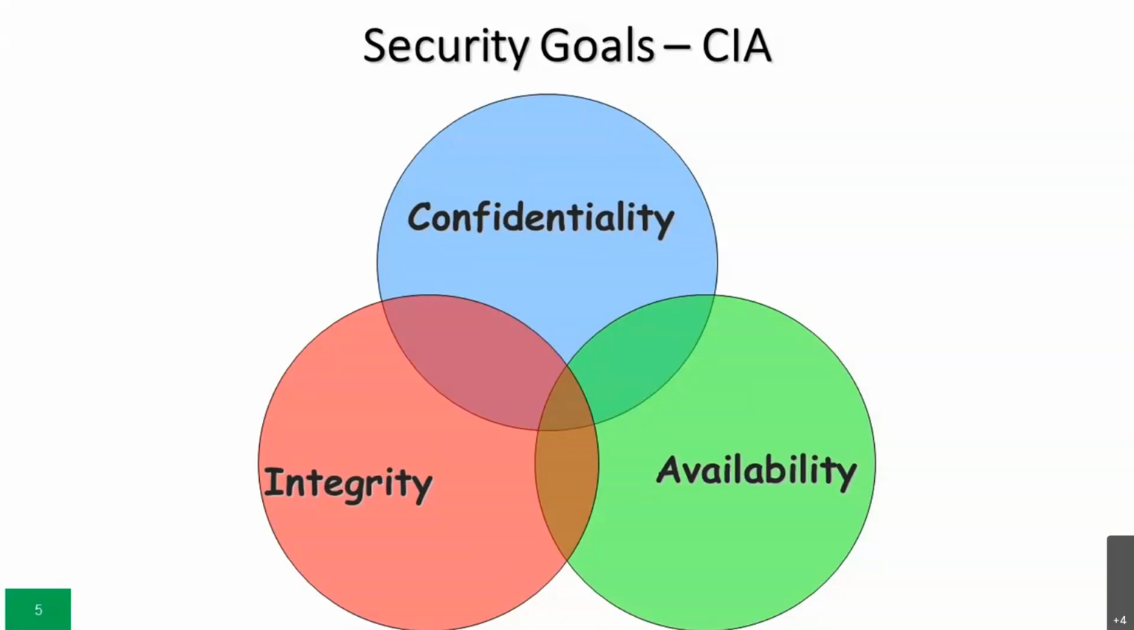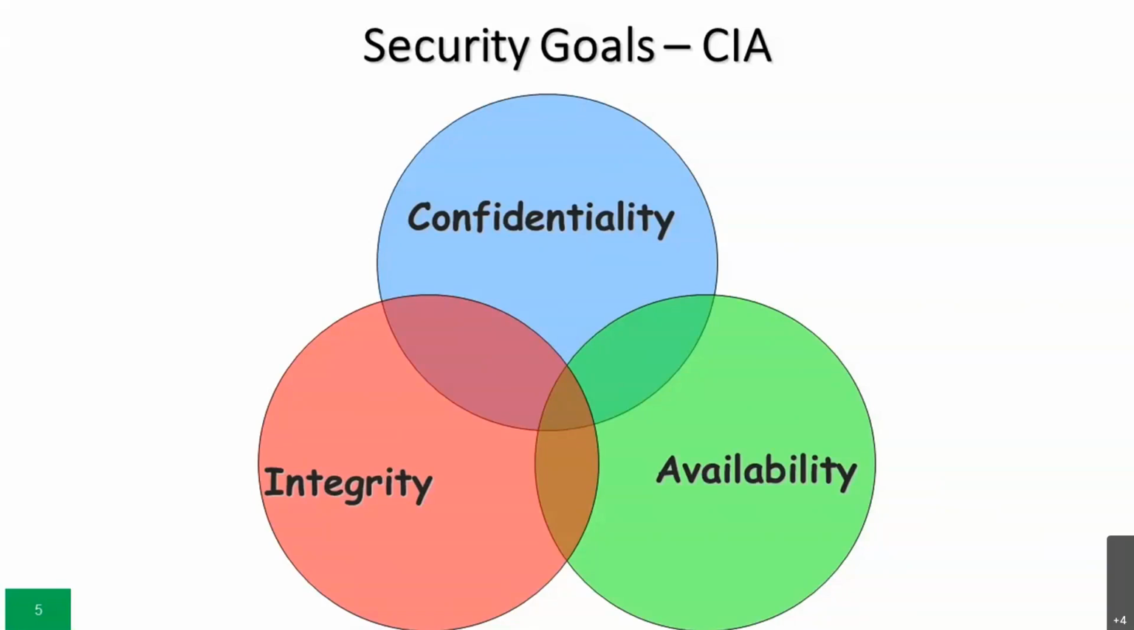Second term is integrity. Integrity means the quality of something being whole or complete. Suppose we are sending any data from sender to receiver. So data should be received by the receiver in a reliable, authentic, and correct way. It should be correct. It should not be modified. Whatever data the sender has sent, this exact data should be received by the receiver. Or we can say that data has not been tampered with or modified. It should be trusted.